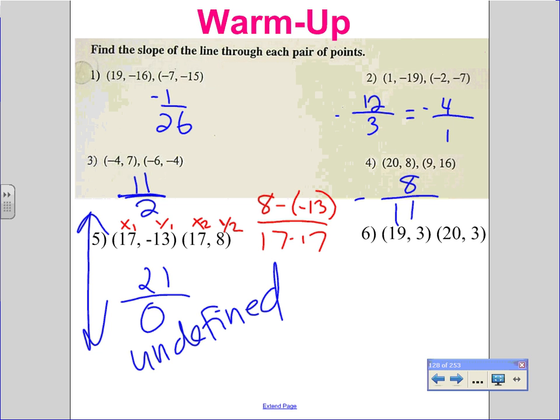So 8 minus negative 13 is positive 21. 17 minus 17 is 0. So subtract the y's on the top and then subtract the x's on the bottom. You just mix that up, right? Okay, Gia. If you did it the other way and did 13 minus 8, same thing. Yep. Right.